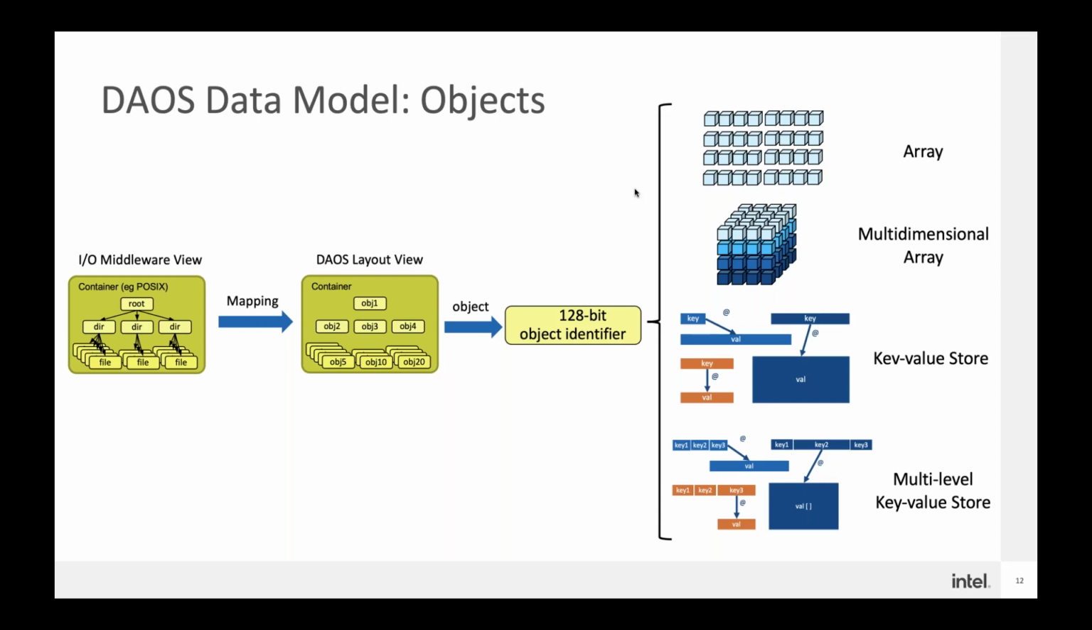DAOS predefines many object classes. The user or I/O middleware can choose one of those object classes to specify the data protection and distribution schema. For example, there is a three-way replication object class, and there are 4+2 or 8+2 erasure coding object classes. The user can use the object class to define the data distribution for aggregated performance. For example, an object can scatter to one erasure coding server or 4 or 8 to get better parallel I/O performance.